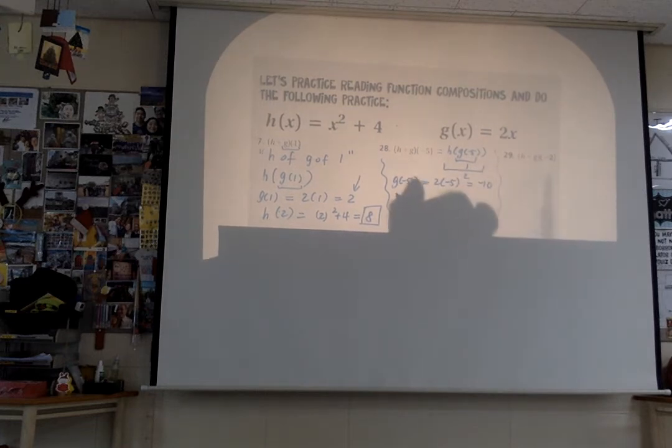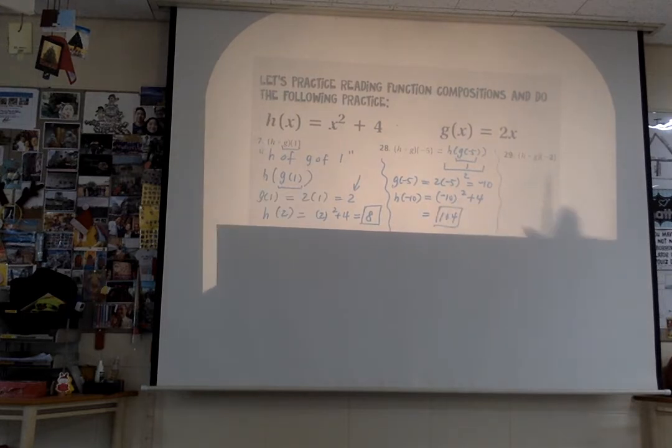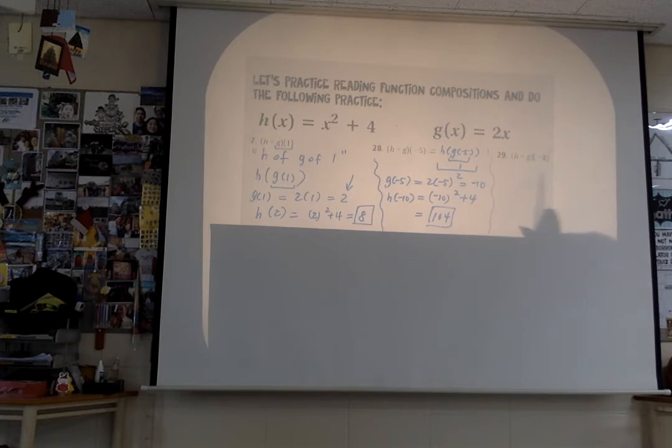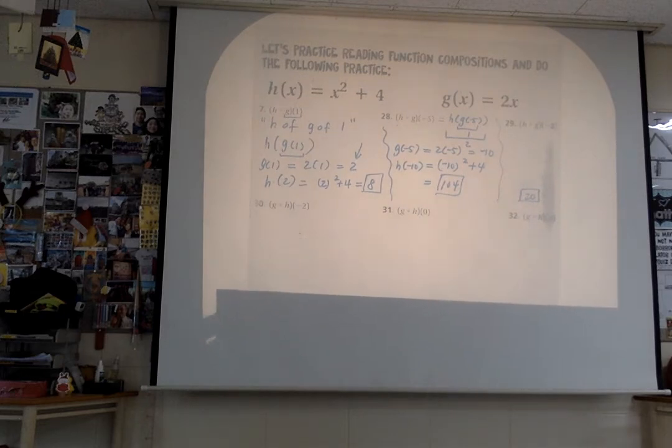Okay? And now you do h of negative 10, which means everywhere that you see the x, it's going to equal negative 10 squared plus 4, which is 100 plus 4, so it's 104. This is your final solution, all right? Try number 29 on your own, and you should get 20. Okay, try it though, all right? And you guys, I'll give you the answer for the next two too.